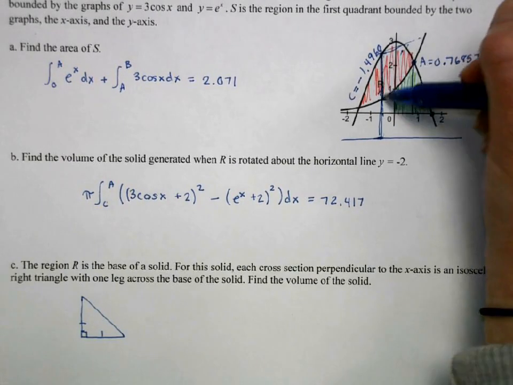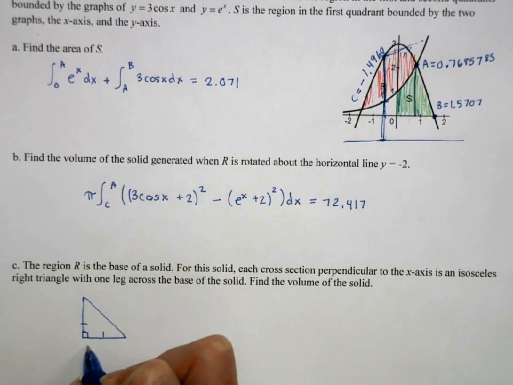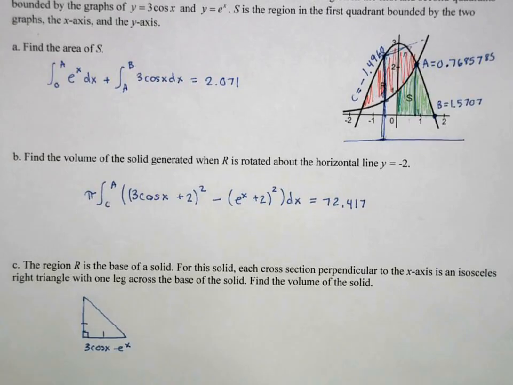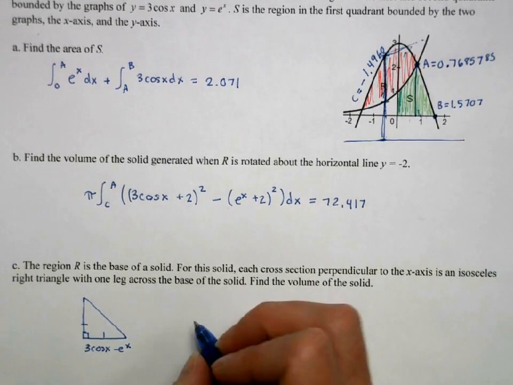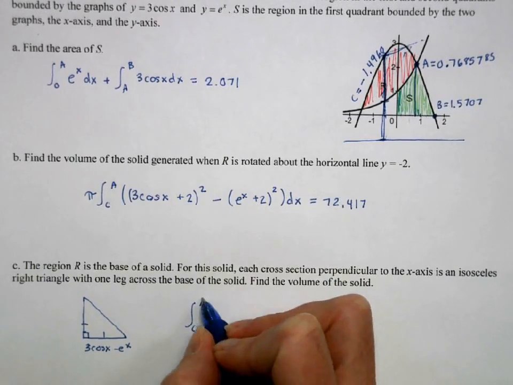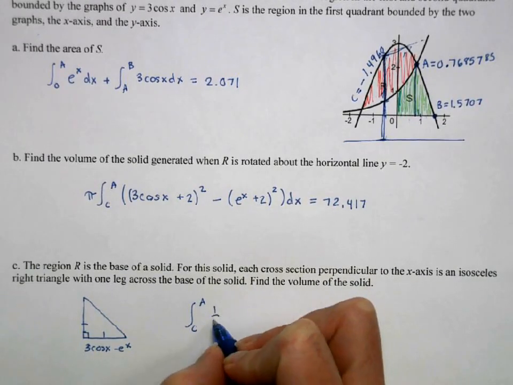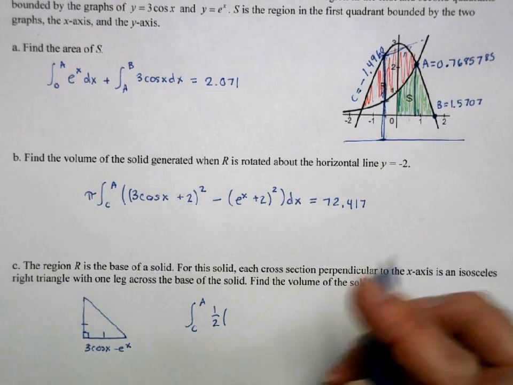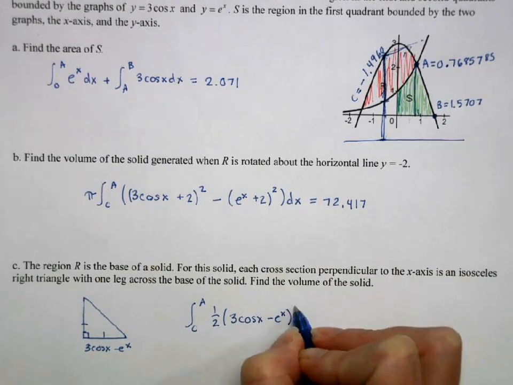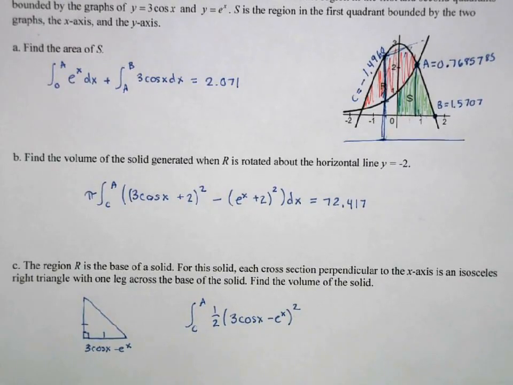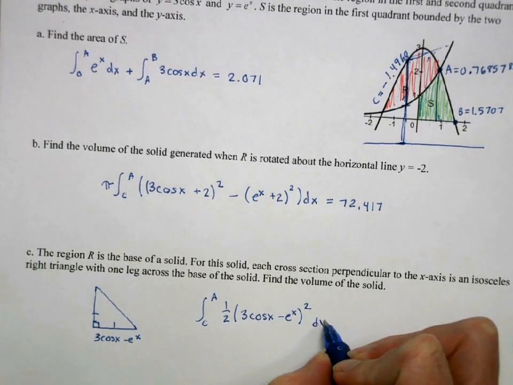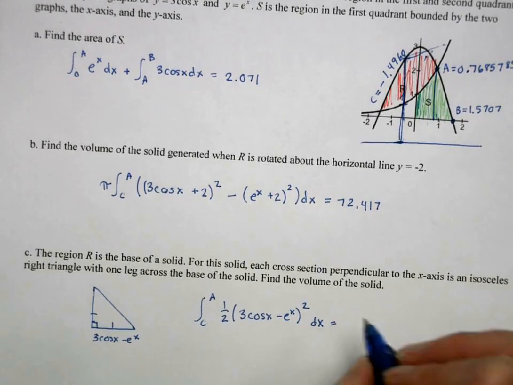So we're going to integrate from C to A, and it's 1/2 base times height, where both the base and the height are 3 cosine x minus e to the x. So I can just do that squared, or if it makes more sense to you to do this times itself, same deal. And we get 2.653. So this is your review for applications of integrals.